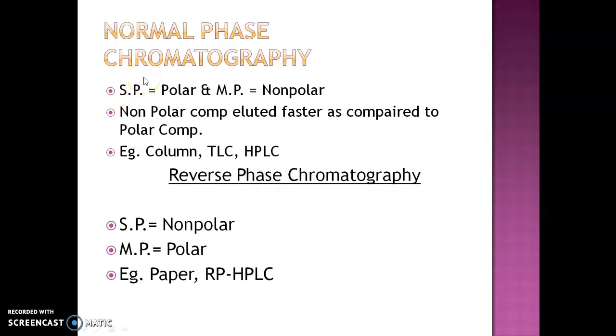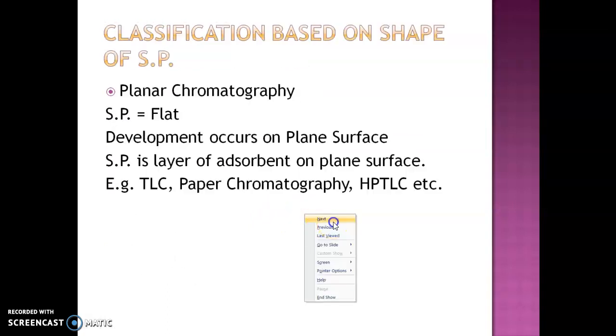What happens in normal phase chromatography? Here the stationary phase acts as polar and the mobile phase acts as non-polar. Non-polar compounds are eluted faster as compared to polar compounds because they are more dissolved in the mobile phase. Examples are column, TLC and HPLC. In reverse phase chromatography, it is vice versa: the stationary phase acts as non-polar and the mobile phase acts as polar. Examples are paper chromatography and reverse phase HPLC.